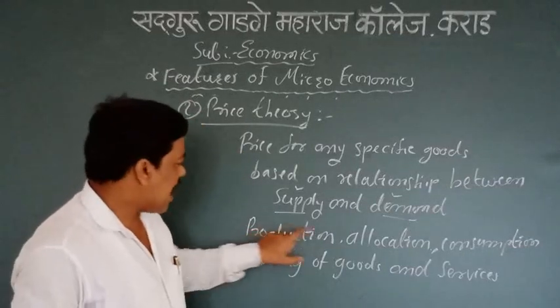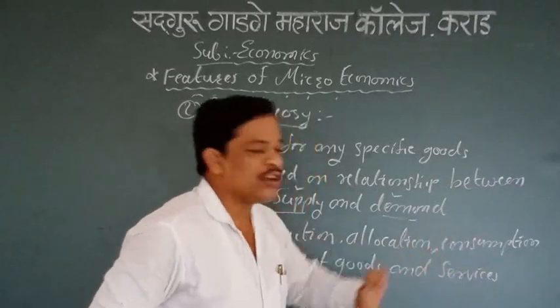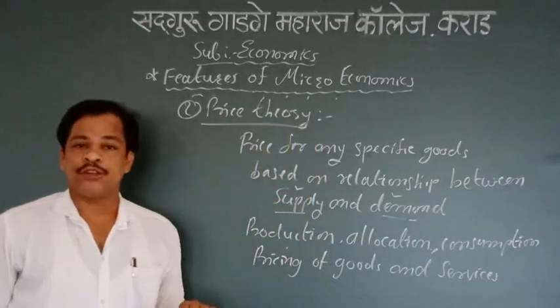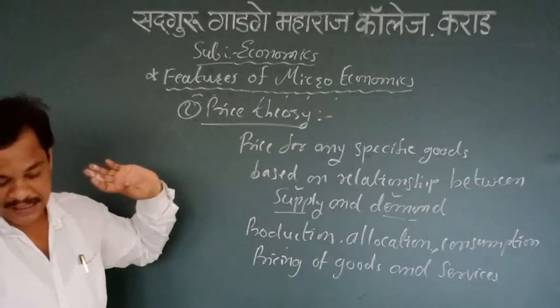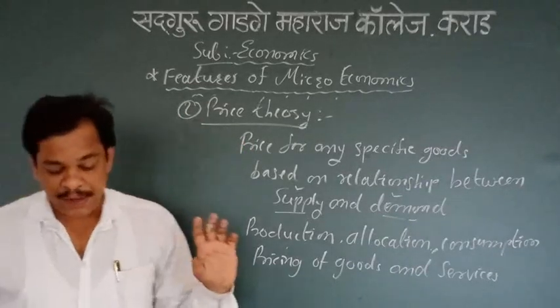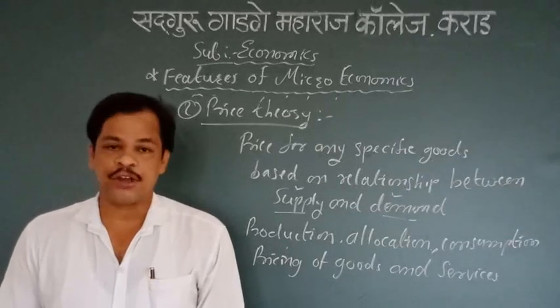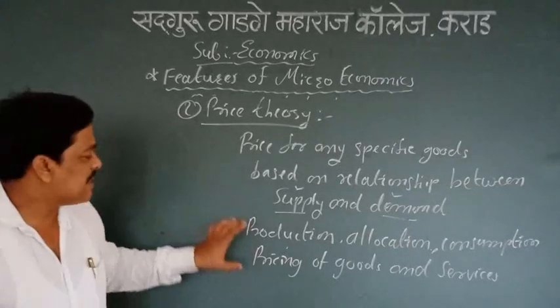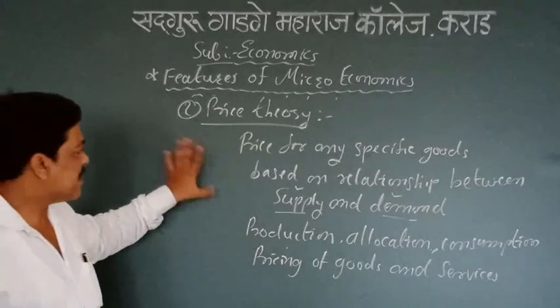Again, production, allocation, consumption, and pricing of goods and services are also important when we discuss the price theory. That is, prices of goods and services, and at the same time factors of production. These things are very important when we discuss price theory. This is point number 2.